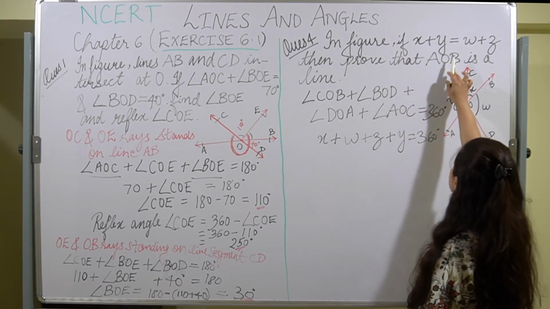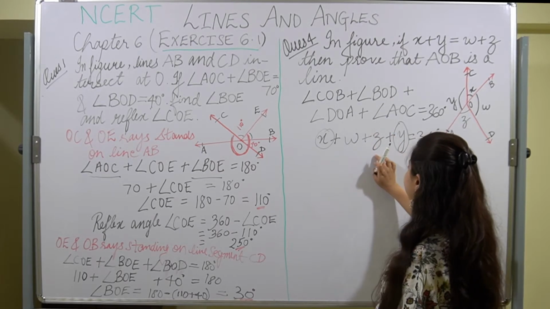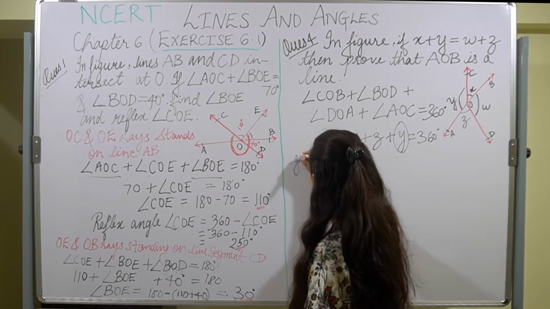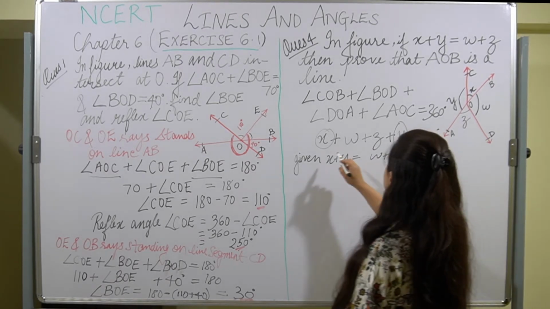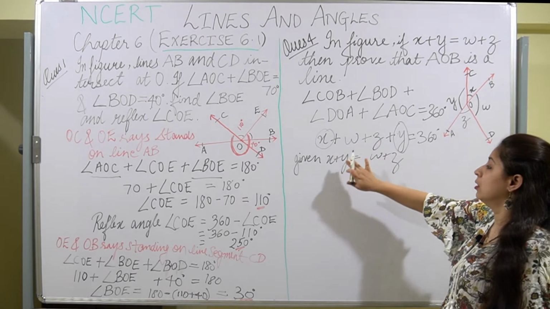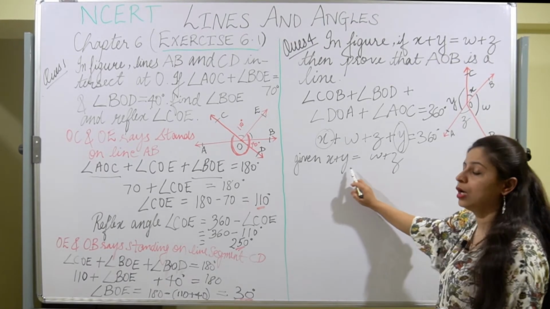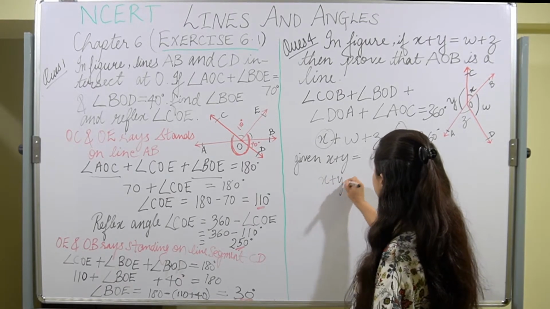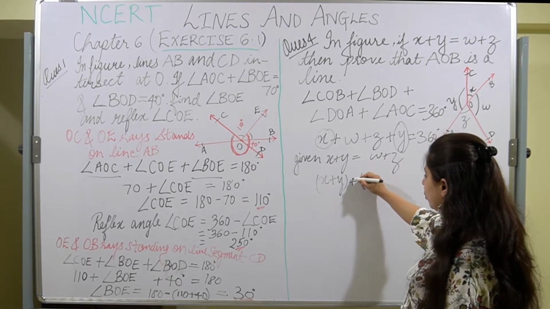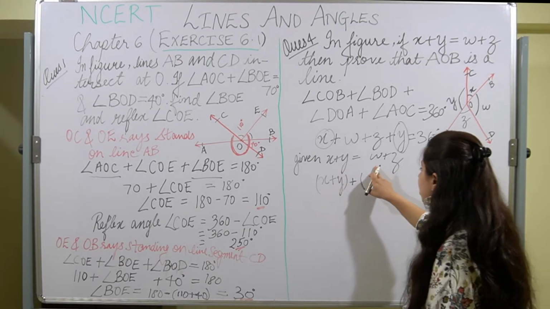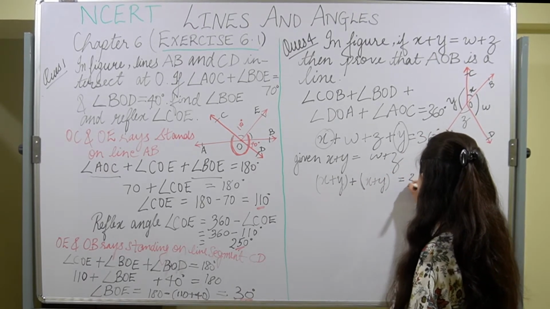Now it is being given X plus Y is equal to W plus Z. So what I will do, I will place in the place of W plus Z the value of X plus Y because both the values are equal. So I am already having one X plus Y over here, and in place of W plus Z I have put in the given value. So it will again form X plus Y. It is equal to 360 degrees.